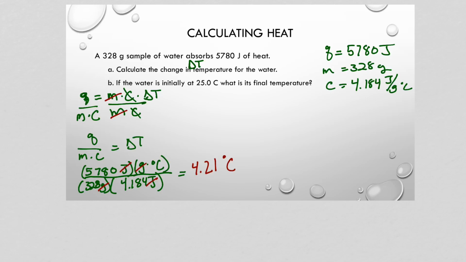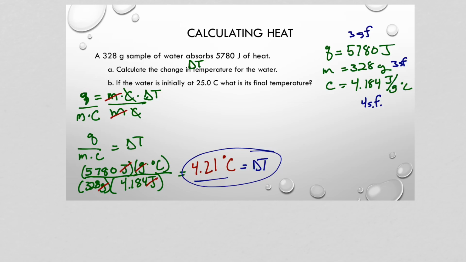Now let's think about significant figures. So our heat has 3 significant figures, right? So that 0 is not significant. Our mass has 3 significant figures. And our heat capacity here has 4 significant figures. So we have to limit it to 3. So 4.21 is 3 significant figures. So this would be the way we would want to express our answer. So our delta T equals 4.21 degrees Celsius.